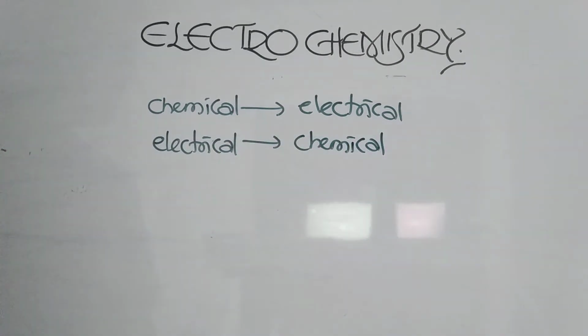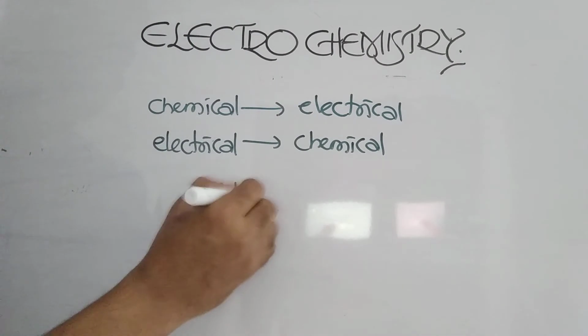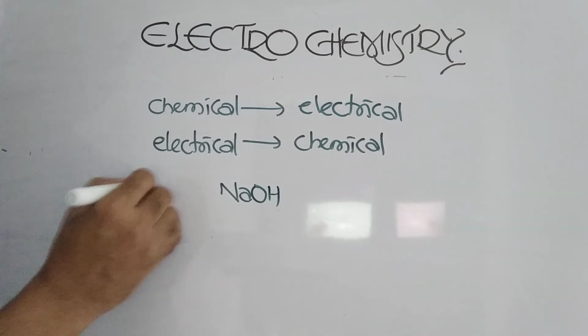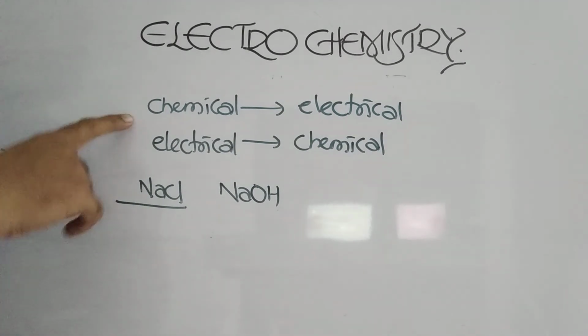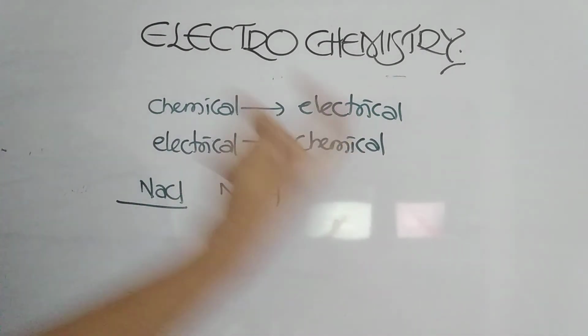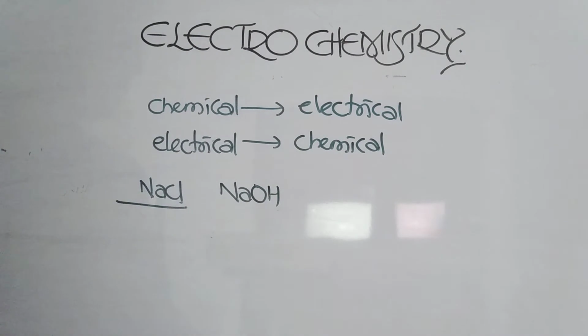Take any industry, the industries are run by electrical supply. Electricity supply is generally used there. And if you are preparing any compound, for example, sodium hydroxide, you prepare it from sodium chloride by electrolysis, breaking it by using electricity. So here we are using electrical energy to convert into chemical energy. Chemical energy into electrical energy and electrical energy into chemical energy, both are discussed under electrochemistry.